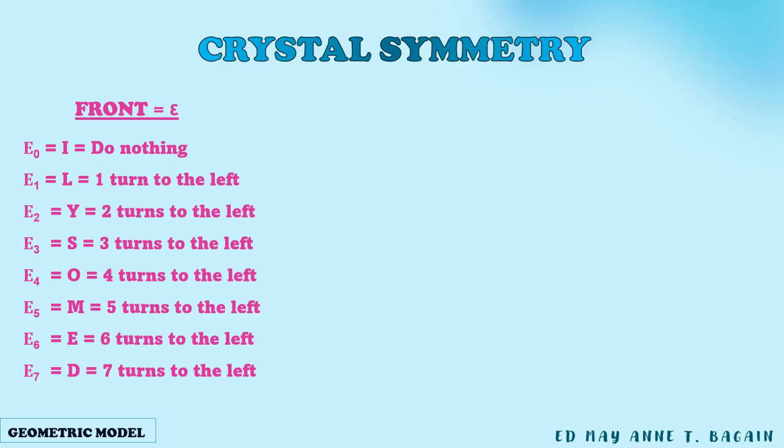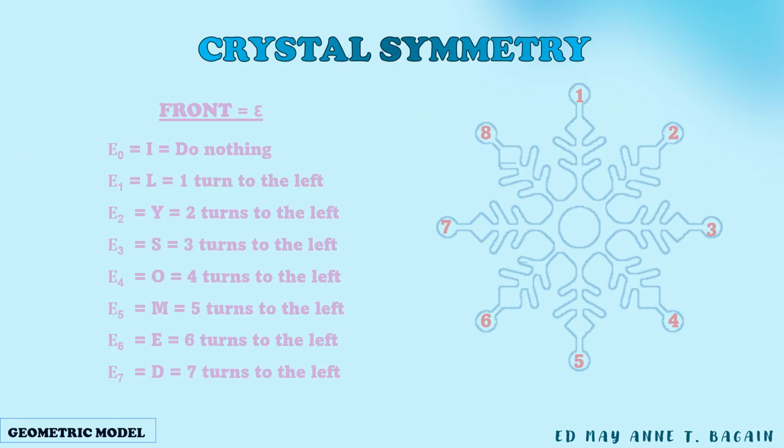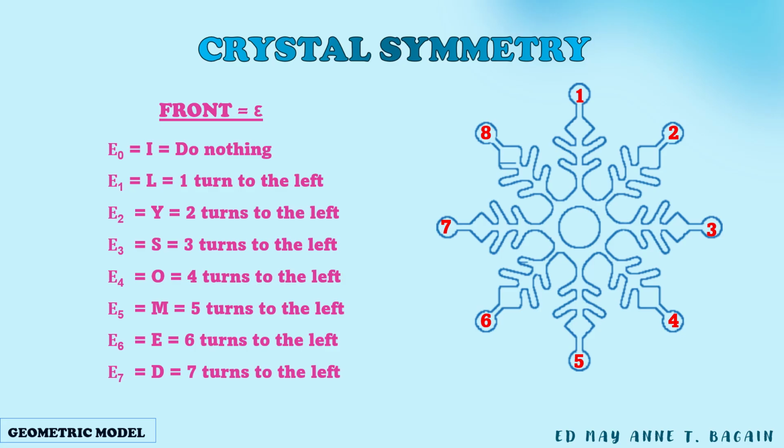And for the back after rotating, we will be using the upsilon. As we can see, we have upsilon sub 1 for 1, upsilon sub 2 for 4, upsilon sub 3 for 3, upsilon sub 4 for 6, upsilon sub 5 for 2, upsilon sub 6 for 5, upsilon sub 7 for 7, and upsilon sub 8 for 8 itself. So we have here the moves.